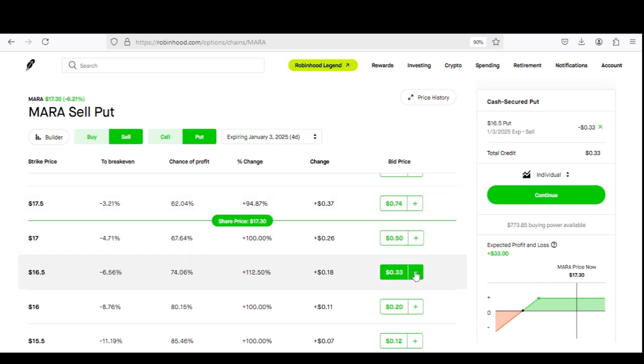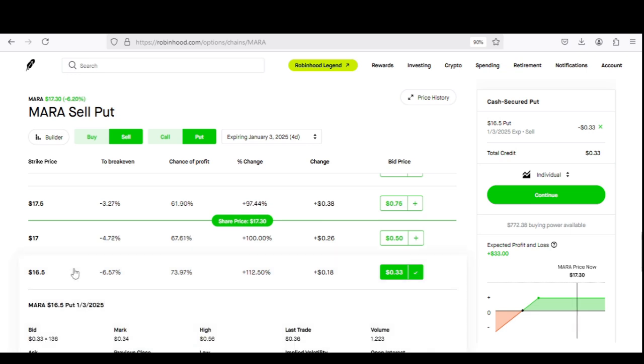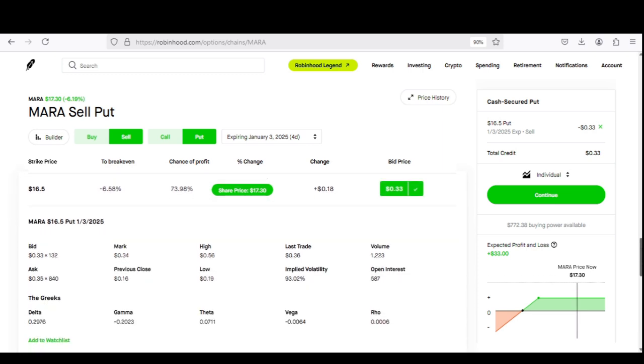Now I'm going to quickly show you some other factors that are going to affect your strike date, your strike price, and your profitability. In order to do that, we're just going to tap into the price, and that's going to open up the secondary options. That gives us even more information.